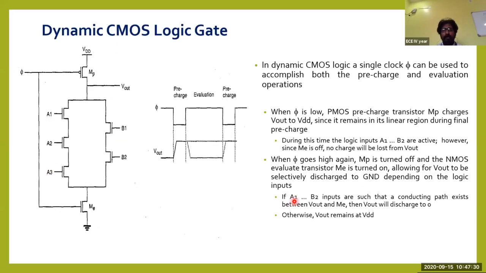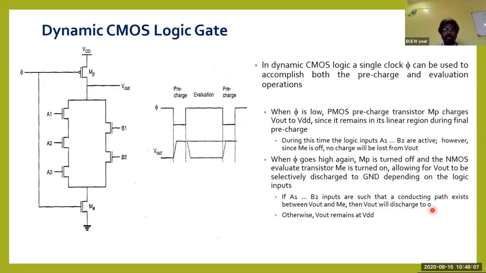If the inputs A1 to B2 are such that a conductive path exists between Vout and ground, then the Vout is discharged to 0. If all these transistors, A1, A2, A3, B1, B2, B3, are turned on, it means I have given a logic 1 to all the gates of these transistors. If they are turned on, then a complete path has been created between the Vout and ground. So the complete discharging of the signal takes place from the output to ground. That's the meaning of this one. The output will be discharged to 0.